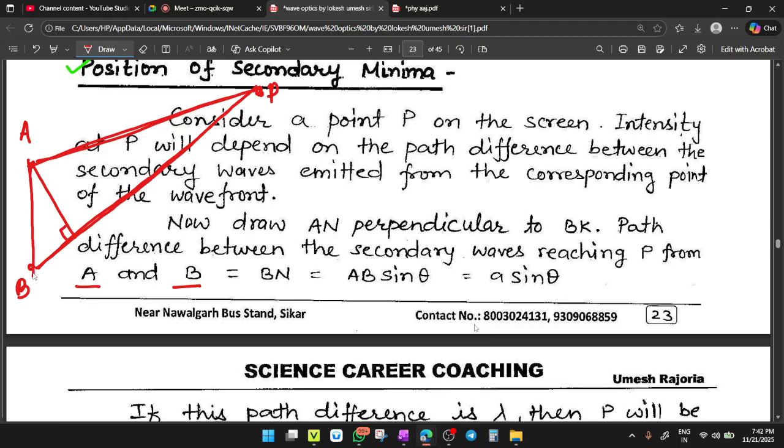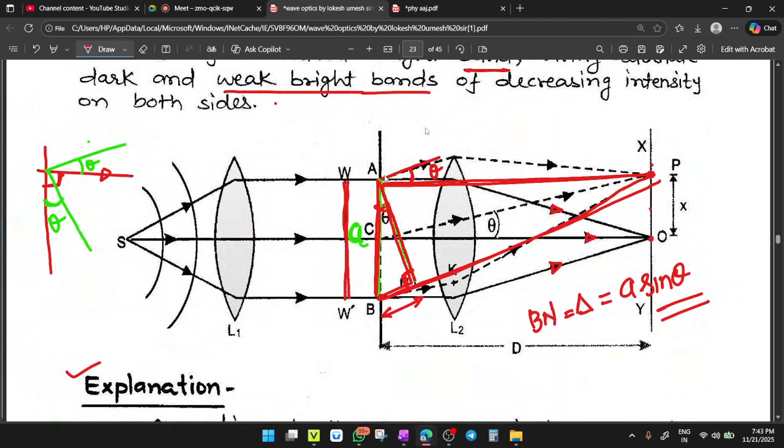This was the slit width a. And you find that this path difference, this much, is equal to a sin theta. Clear or not? So this BN equals AB sin theta. In place of AB, there is a, because the value of AB equals a. This is A, this is B, and this equals the slit width, small a. Clear or not?